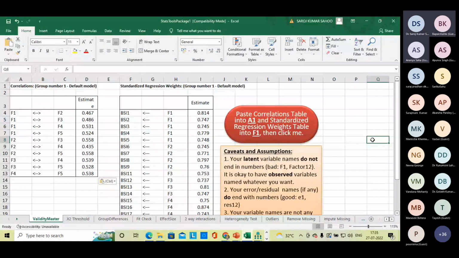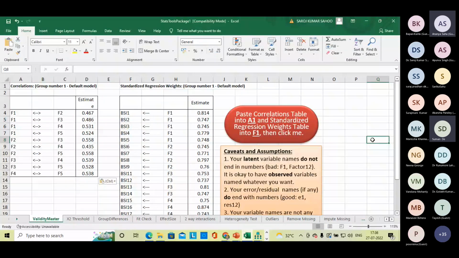See, sir, you have to copy the standardized regression weight first, then come to the Excel sheet, paste on F1, then go back to the Amos output file, copy the correlation values, then paste it at A1 of the Excel sheet. Please do it, all of you.